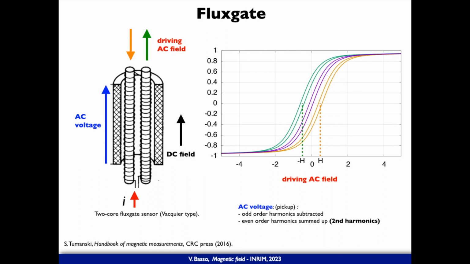We will measure something, but this measurement will not be at the same frequency of our magnetizing current, but will be a second harmonic. So at the pickup coil, we will see an AC voltage where odd order harmonics subtract, but even order sum up. So we have a second harmonic measurement. It turns out that the second harmonic amplitude is extremely sensitive to the magnetic field applied.